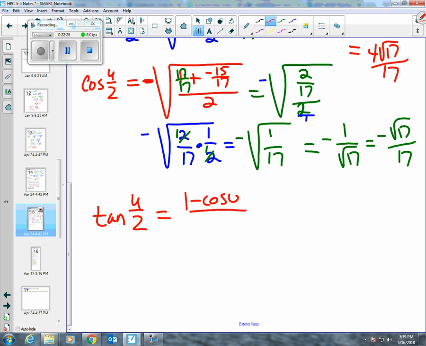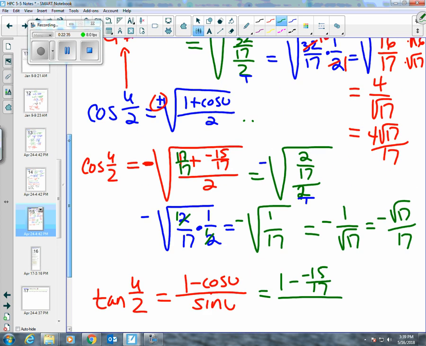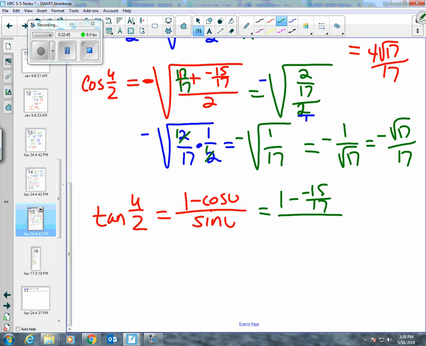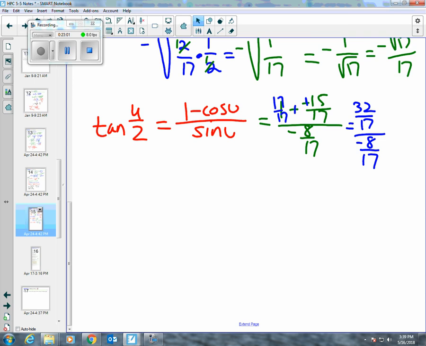So 1 minus cosine of u over sine of u. So we're just going to grab those ratios from the triangle. So 1 minus negative 15/17 was cosine. If we go back to our triangle, just to peek here, sine of this angle, SOHCAHTOA, opposite over hypotenuse, so negative 8/17. All right, just a little arithmetic on this one to finish her off. So common denominator plus positive. So we've got 32/17 divided by negative 8/17. And I think this is going to work out pretty darn nice.